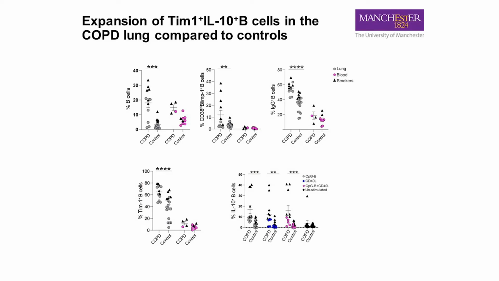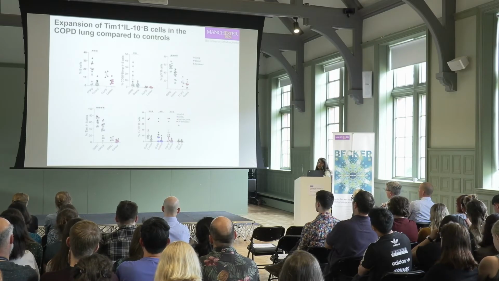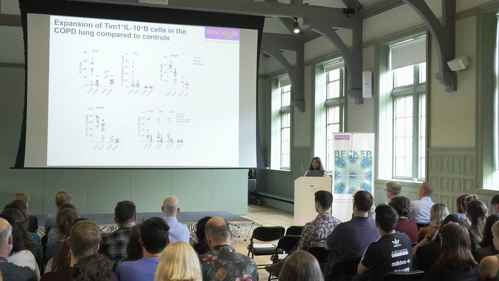Rather unexpectedly, we also observed a dramatic expansion of TIM1 positive B cells in the COPD lung compared to the control lung. Now, TIM1 is a phosphatidylserine receptor that is also considered a marker of immunosuppressive regulatory B cells. As I mentioned, Bregs exhibit immune suppression primarily via IL-10. So we then stimulated the B cells from the COPD lung and control lung with either TLR9 agonist, CD40 ligand, or both, and found that in all conditions, B cells from the COPD lung produced significantly more IL-10 compared to the control lung, suggesting that these were in fact regulatory B cells.